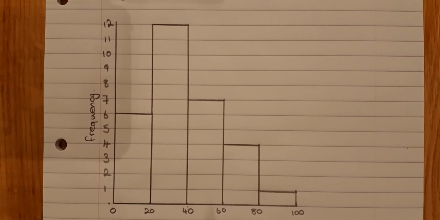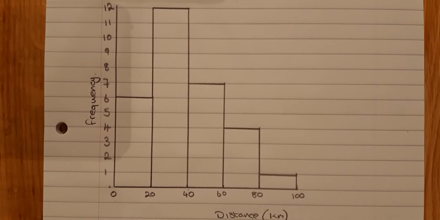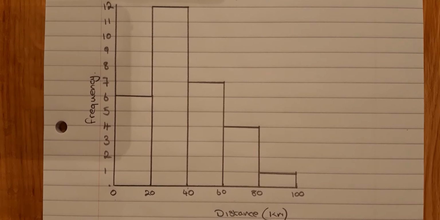It's also important to remember that the charts need to be labelled. So the frequency always goes on our Y, and our X shows our distance in kilometres. So this is part 1 completed.